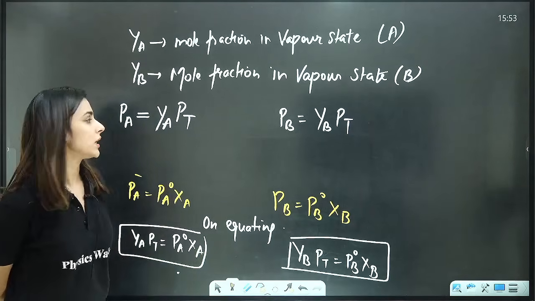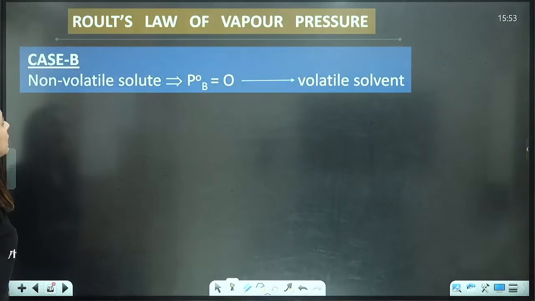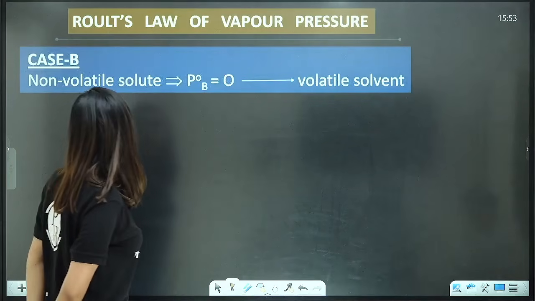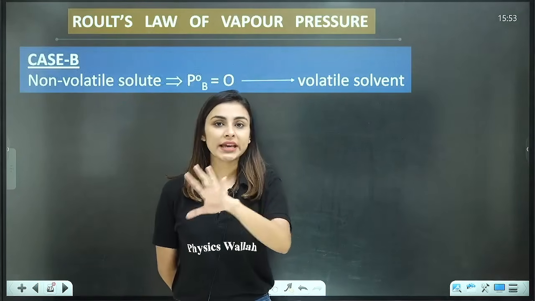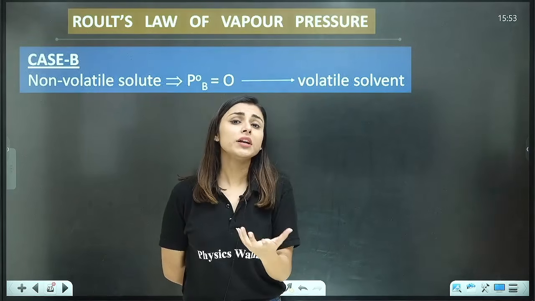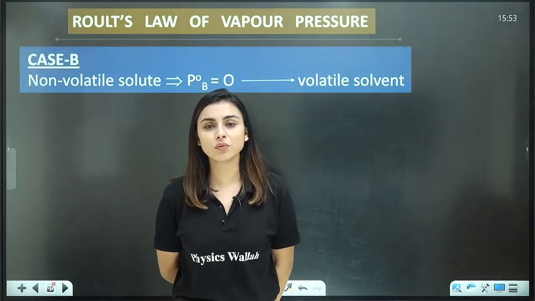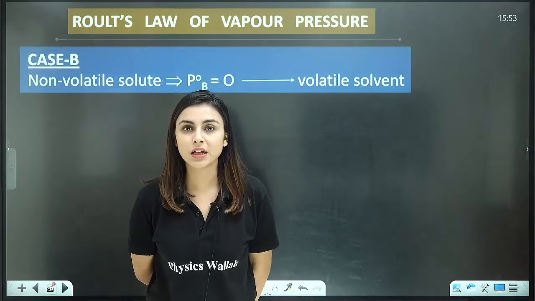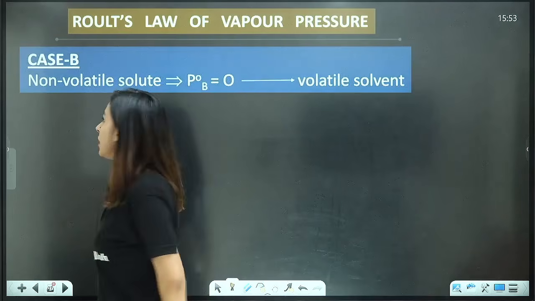Okay, perfect. I hope you understood this. Let's move forward. Now, Raoult's law of vapor pressure, non-volatile solute. Till now, we were talking about A and B, and both were volatile. What if one of them is non-volatile? Let us say the solute is non-volatile and your solvent is volatile. Now there will be another problem. So let's talk about that.